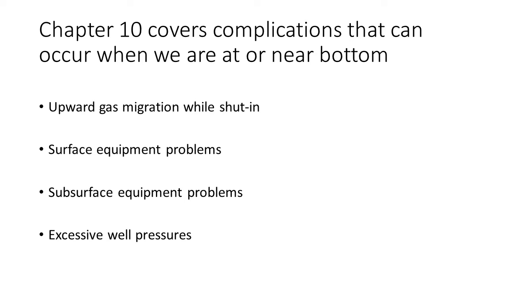Hello everyone. This is week 11, complications. This week we'll discuss on-bottom complications found in chapter 10 of the Well Control Manual. Chapter 10 covers complications that occur when we're on bottom or very close to bottom. We'll look at upward gas migration while we're shut in, surface equipment problems, subsurface equipment problems, and excessive well pressures.